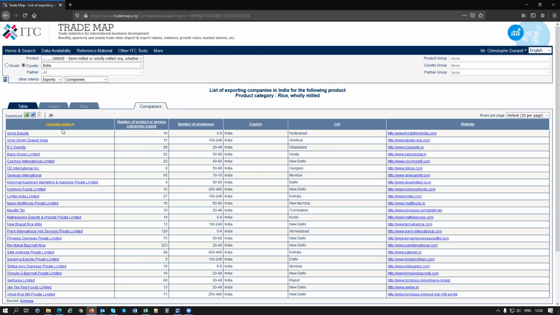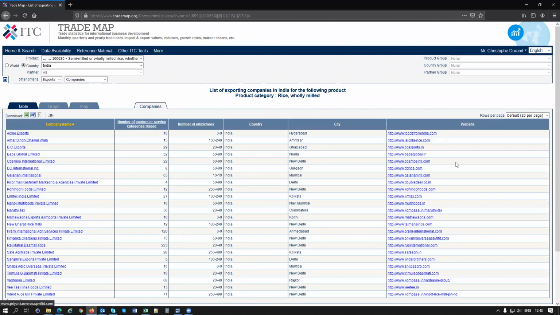Now, that being said, we can see the list of the different companies that we have, the number of products they trade, because a particular company might trade wholly milled rice, but also different things. So you can see how diversified the company is in its supplies. You have the number of employees, which gives you an idea of how big the company is, and where it's located, and that's quite important when it comes to logistics. If you want to ship your rice by boat from India, you might want to choose a city from the West Coast rather than from the East Coast, right? So that's the thing.